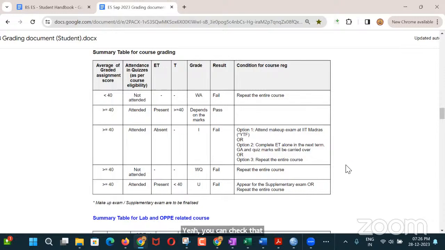Okay, sir. I didn't know about this. Thank you so much. You can check that. I will reconfirm this, but from my understanding, you can check that. It will be available. For data science, we generally don't remove the courses once it is done.